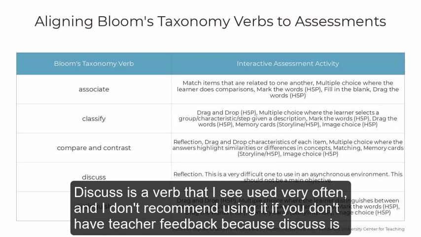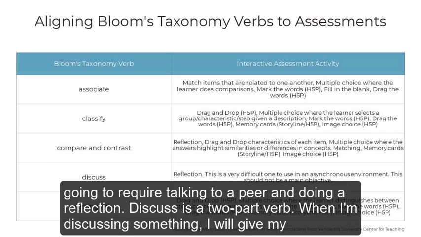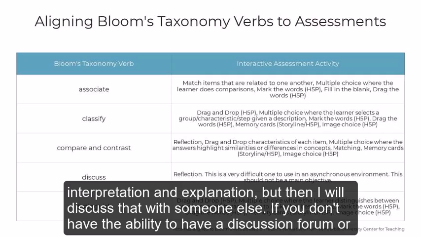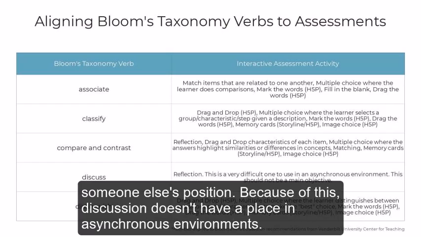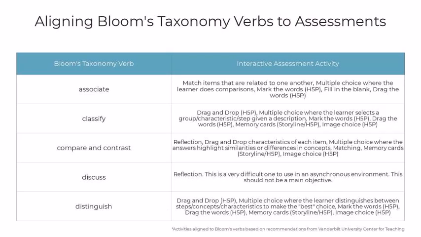Discuss is a verb that I see used very often, and I don't recommend using it if you don't have teacher feedback because discuss is going to require talking to a peer and doing a reflection. Discuss is a two-part verb. When I'm discussing something, I will give my interpretation and explanation, but then I will discuss that with someone else. If you don't have the ability to have a discussion forum or peer reviews, discuss is not possible because discussions are explaining your position and then discussing that with the context of someone else's position. Because of this, discussion doesn't have a place in asynchronous environments.